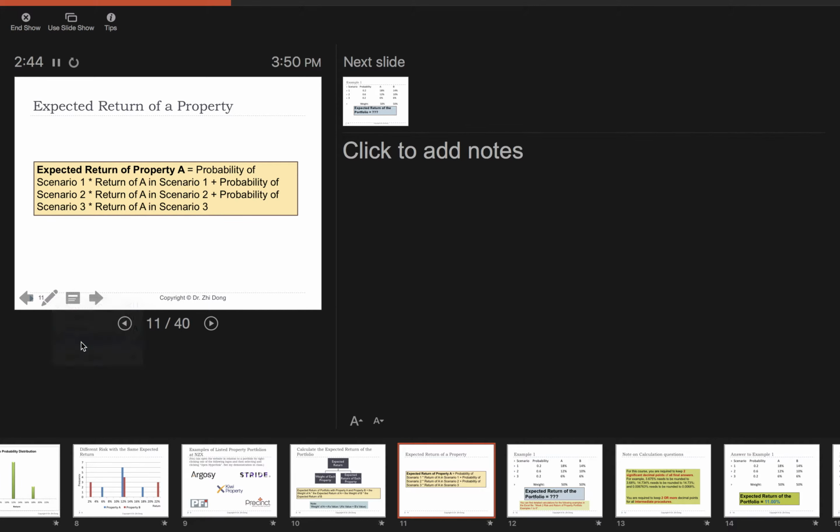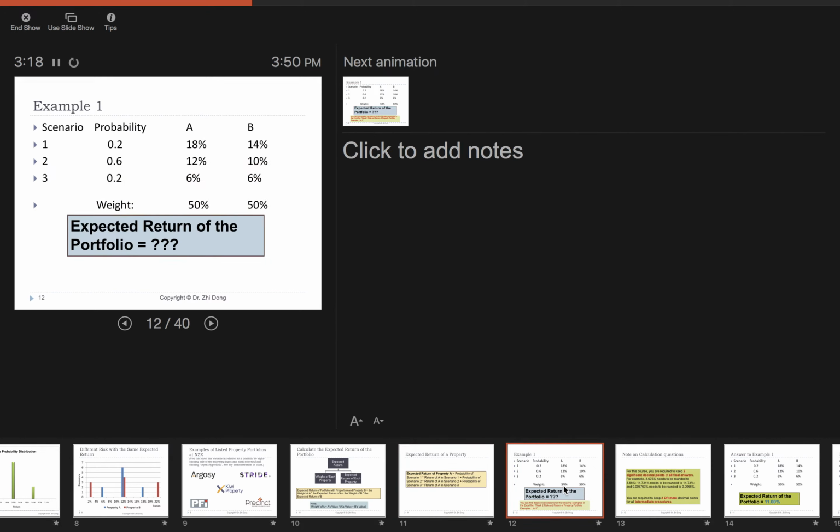In the slides here, we can see under each market scenario, there is a term like probability of scenario 1 times the return of property A under that market scenario. So if we know the calculation under this scenario, we just add all the calculations for these 3 market scenarios together. So let's look at this. For this example 1, we will do it step by step for this calculation.